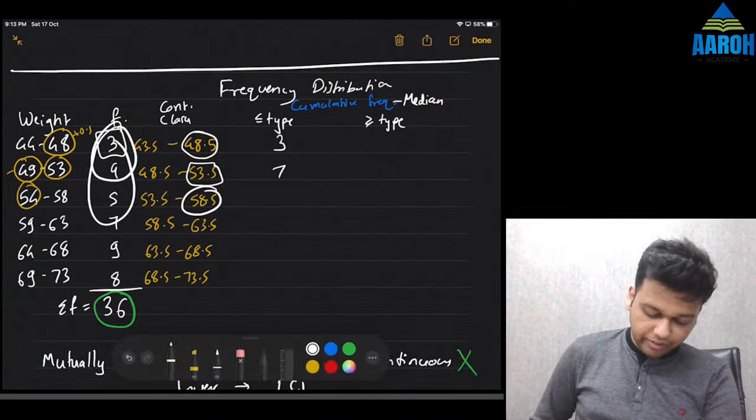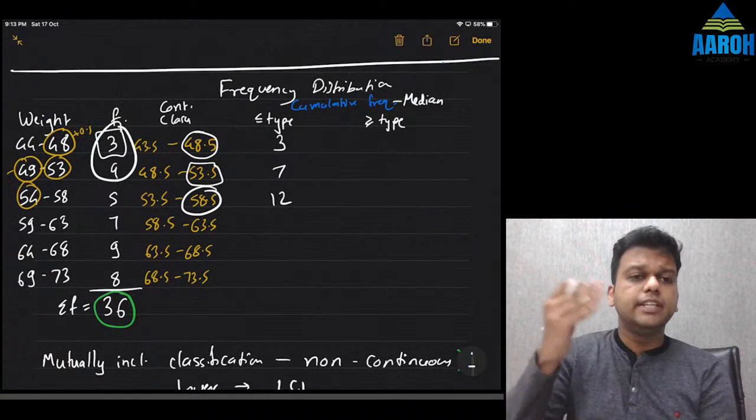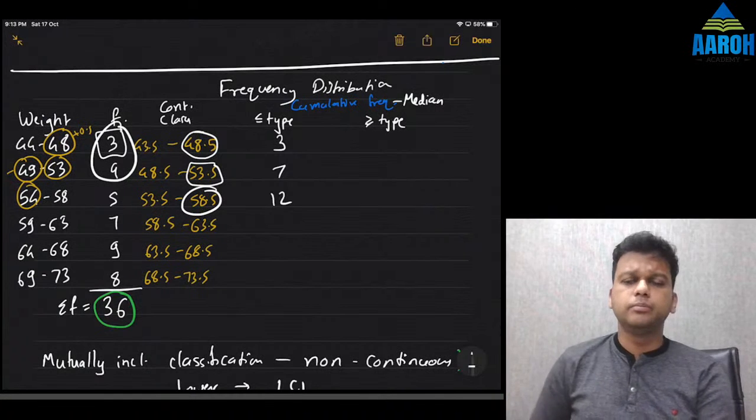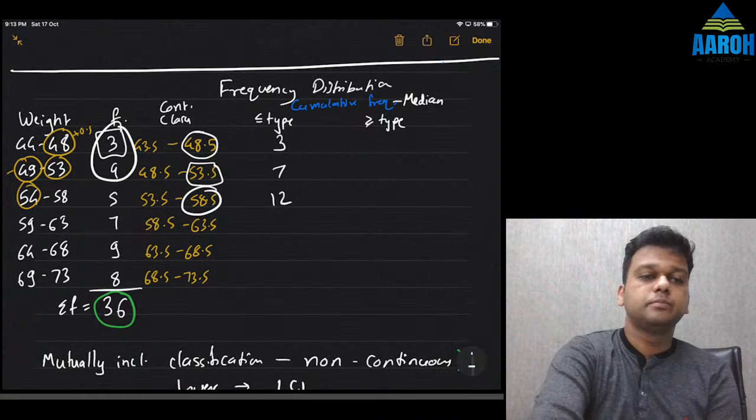Let me know if everyone has understood this. And then tell me further values. 3, 7, 12. We are just adding the next value, if you observe. What will be the next values, anyone?